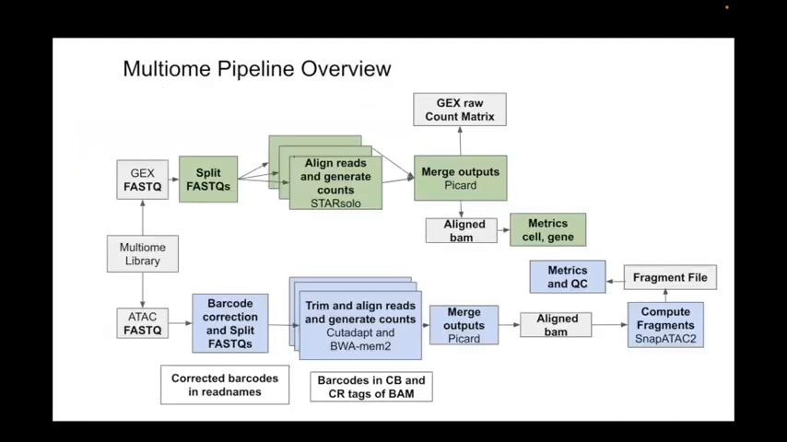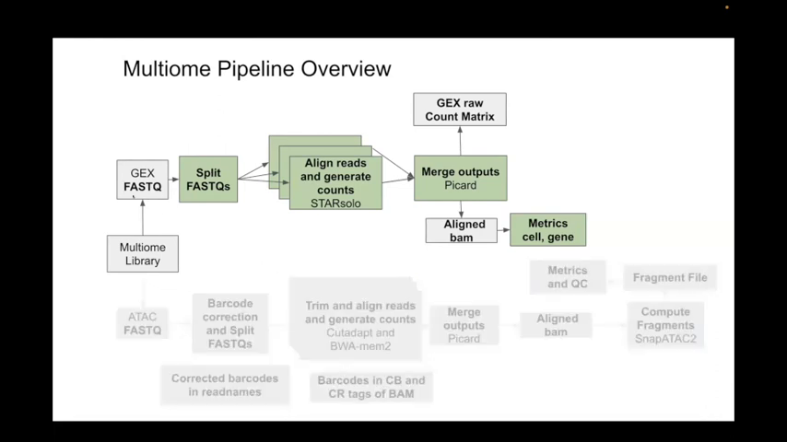This is the multi-omic pipeline overview. As you can see, it takes in the gene expression FASTQ and ATAC FASTQ as input, and the pipeline comprises two parts. We see the top part, which is highlighted in green. This is for the gene expression part and is also known as Optimus. And we have the bottom part here, which is highlighted in blue, and this is the ATAC portion of the pipeline.